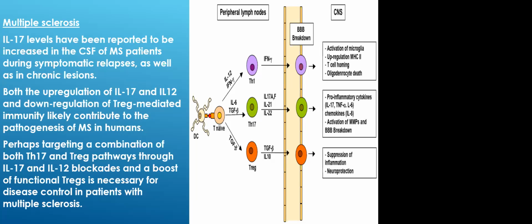We find that they have too much interleukin 17, both upregulation of interleukin 17 and interleukin 12, and downregulation of Treg-mediated immunity, interleukin 10, likely contributing to the pathogenesis of multiple sclerosis in humans, perhaps targeting a combination of both. What we need to do is suppress the Th17 cytokines and Th1 cytokines and increase the cytokines of the Treg in order to manage multiple sclerosis. So now we know the pathogenesis. Now we know how to manage multiple sclerosis.